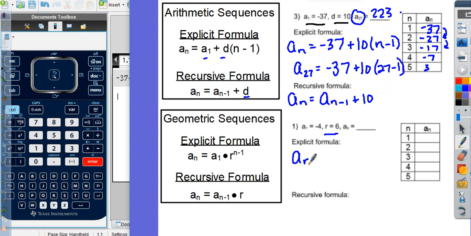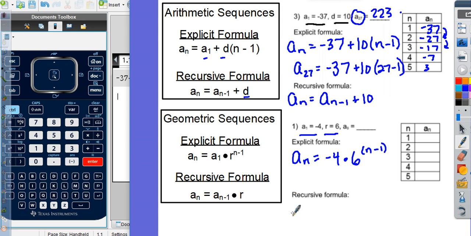So I'm going to go A sub N equals A1, which is negative 4. So I'm plugging it in right there. Times R, which is going to be 6. And then right now I don't know N, so we just leave this as N minus 1.